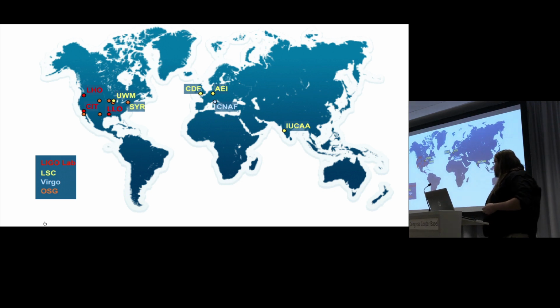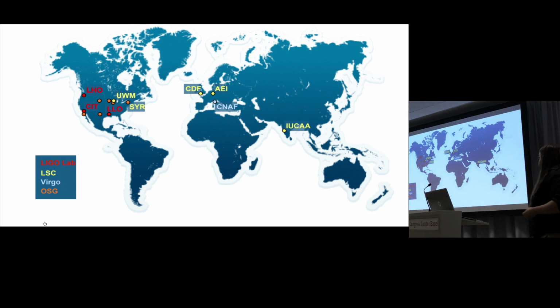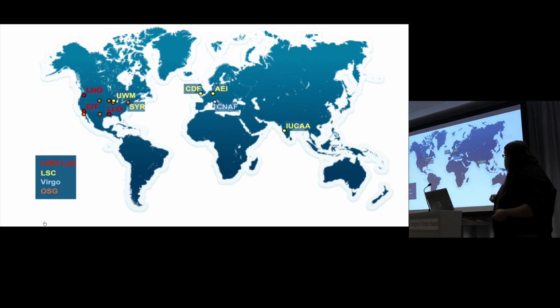So to give you an idea, we have a number of computing resources that we can take advantage of. We have dedicated clusters that are part of the LIGO laboratory systems: LHO, LLO, and CIT. As part of the LIGO Scientific Collaboration, we have a number of other contributed clusters, in yellow here. And of course, one of the things we're trying to take advantage of, and I'll talk about a bit more, is the Open Science Grid.